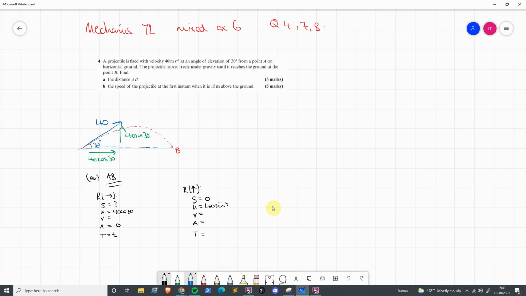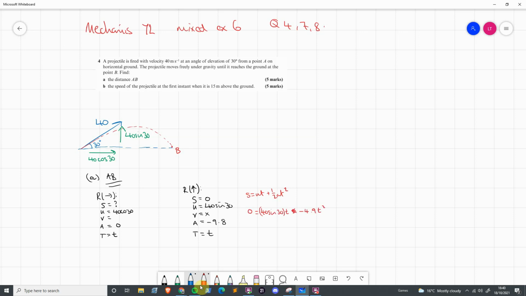The initial speed is 40 sin 30 for this. Acceleration is minus 9.8, minus gravity. And time, well, that's what we're aiming to find. We'll throw that value of time back into the horizontal one to solve. So s equals ut plus half at squared. So 0 equals 40 sin 30 t minus 4.9 t squared.